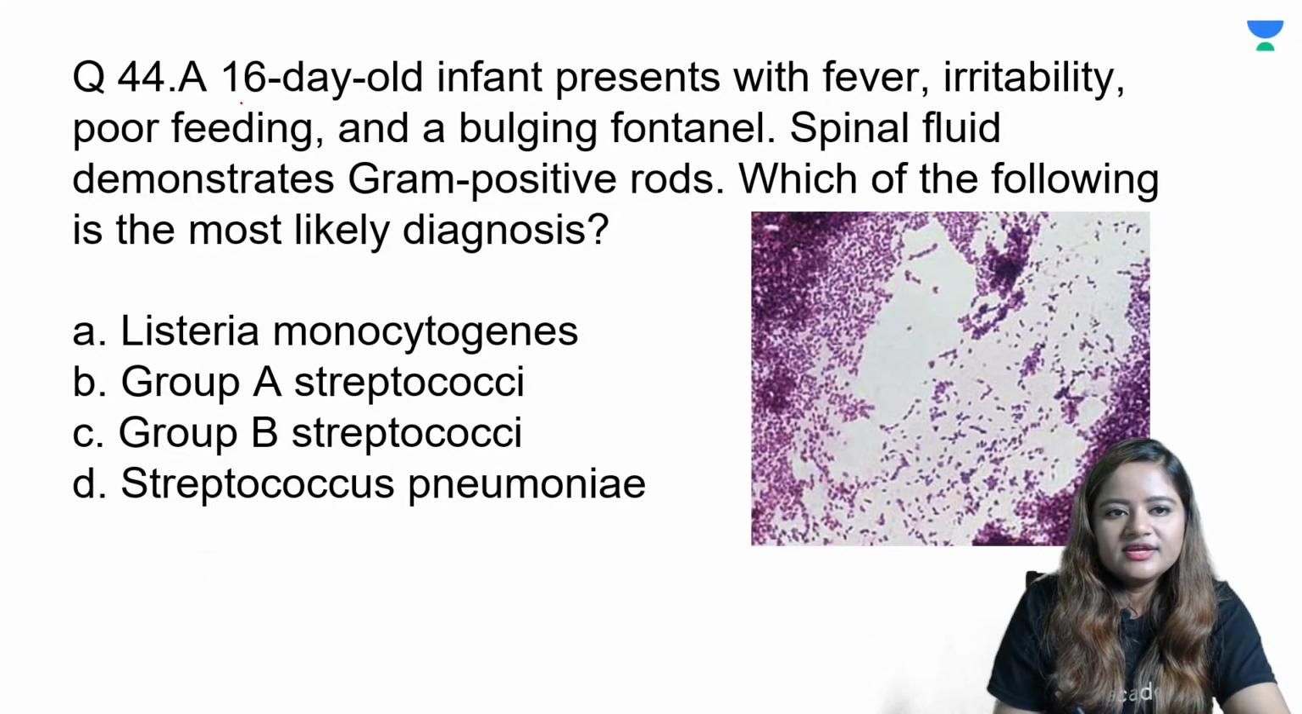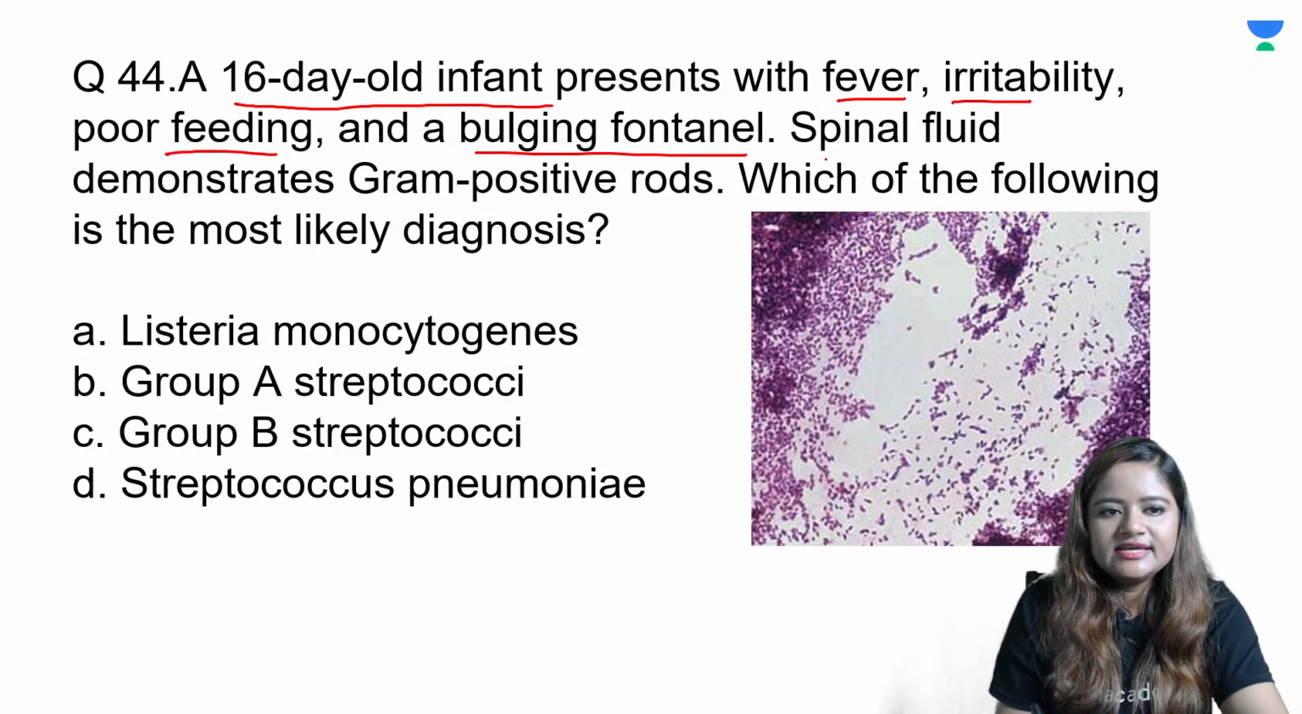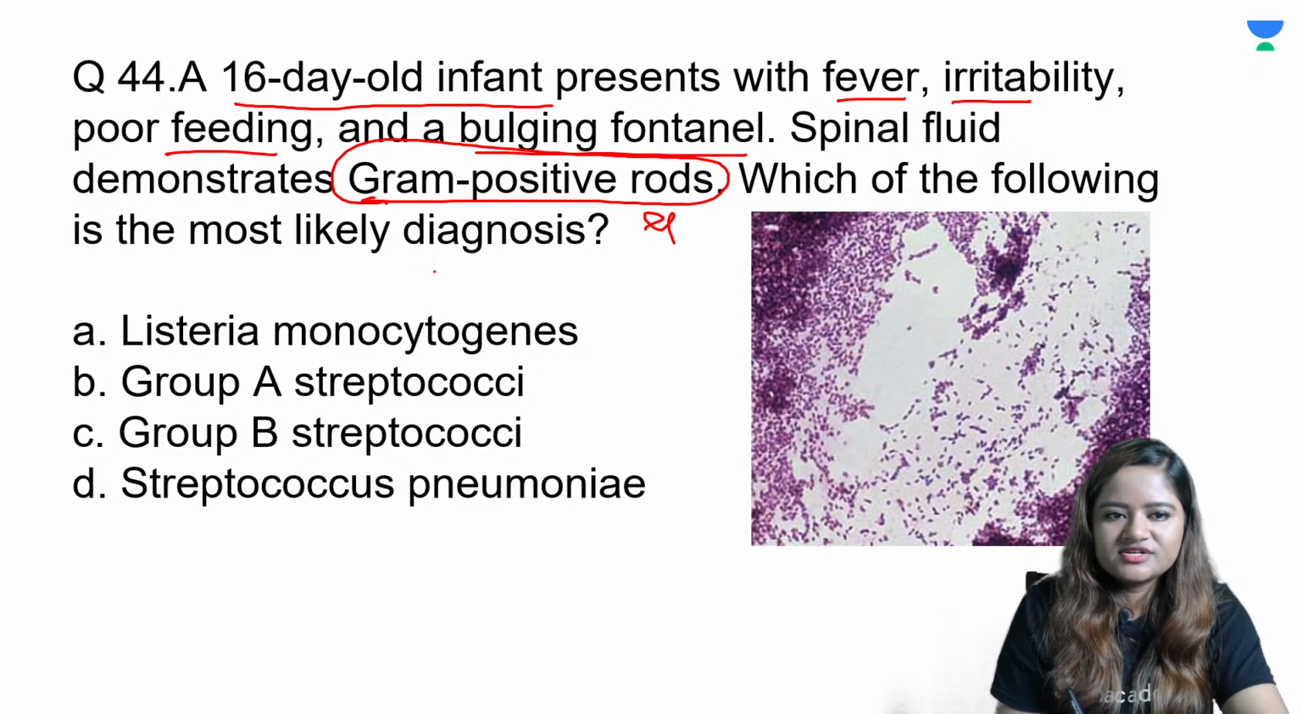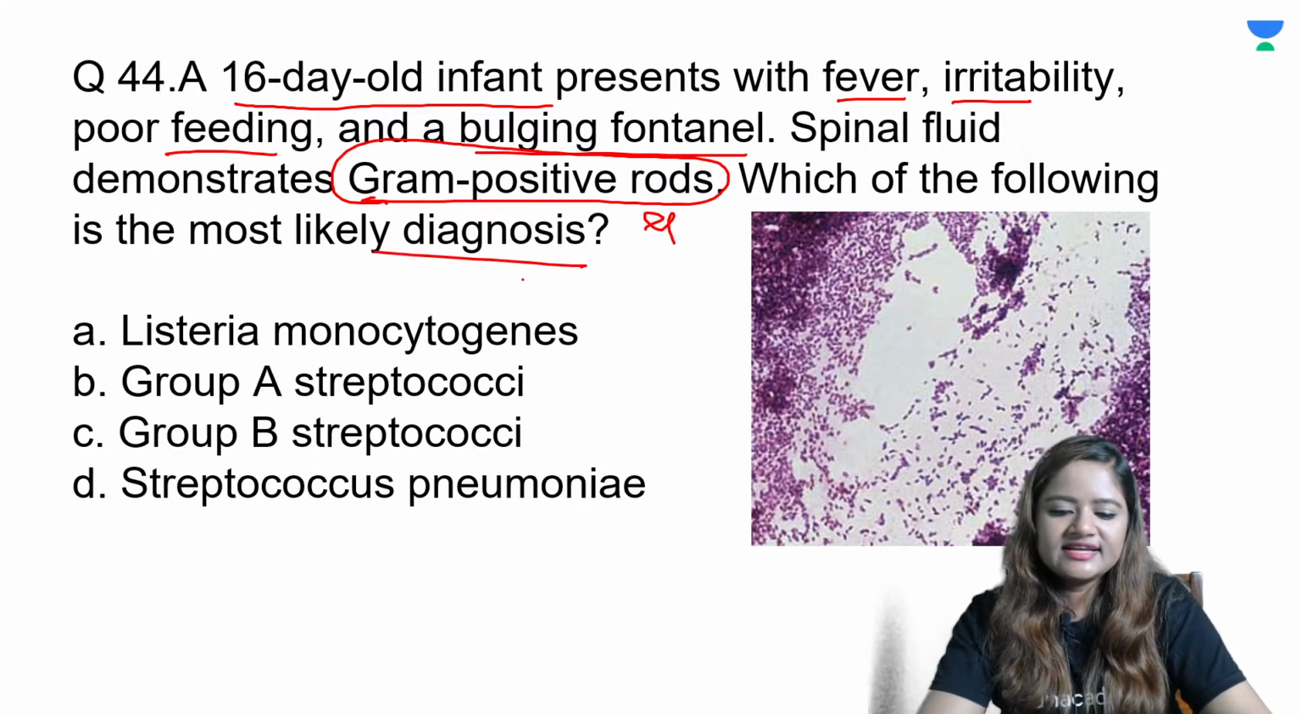Question number 44. There's a 16-day-old infant who presents with fever, irritability, poor feeding, and a bulging fontanelle. Spinal fluid shows that it has got gram-positive rods. Please be careful, it is gram-positive rods. Which of the following is the most likely diagnosis?